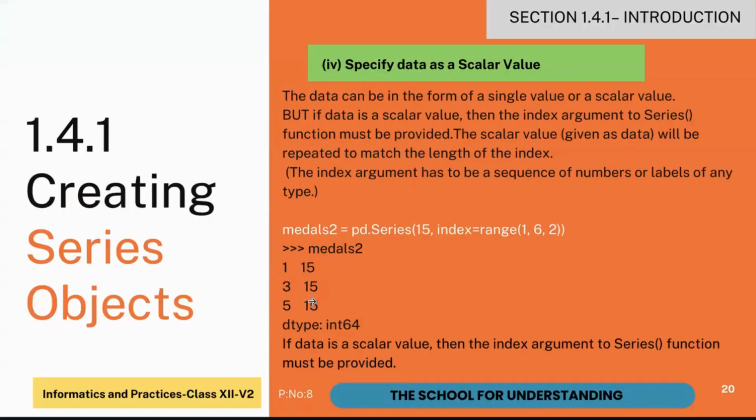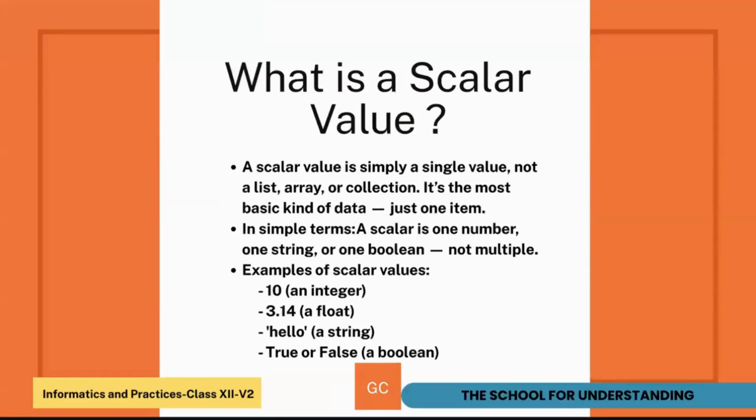By the way, what is a scalar? A scalar value is nothing but a single value. It is not a list, array, or a collection. It's very basic data with just one item. In simple terms, a scalar is nothing but one number. Some examples are 10, a single string like hello, a float, or a true or false boolean. These are all scalar values. So just remember that whenever you pass a scalar value, it will be repeated for the length of the index.